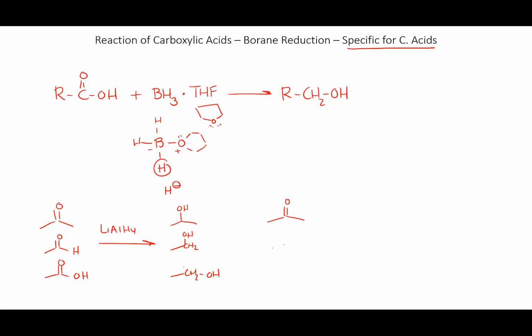If you take the same ketone, aldehyde, carboxylic acid, and react it with BH3-THF, the borane, you're going to get the primary alcohol from the carboxylic acid. You're going to get no reaction from the ketone and from the aldehyde. So this is a selective reagent to only reduce carboxylic acids, and that's what makes it special and useful. Okay, all right, so that's going to be the end of this lecture.